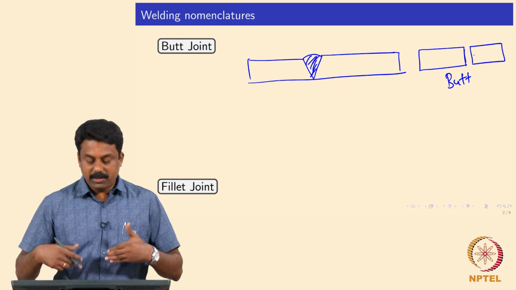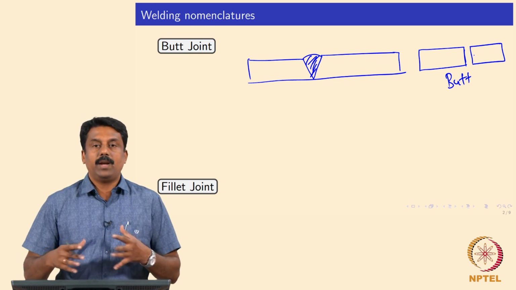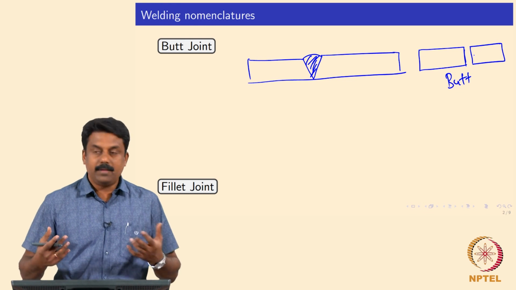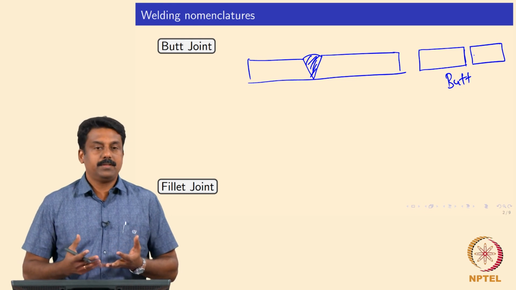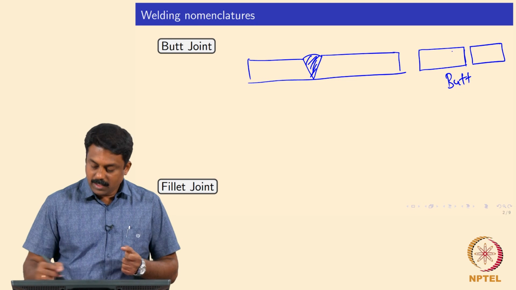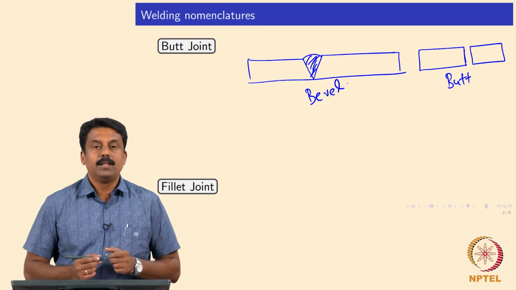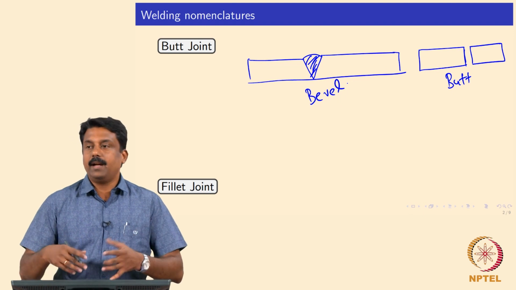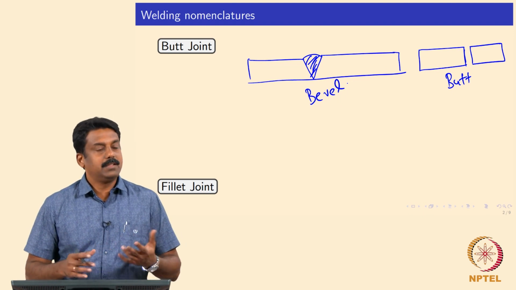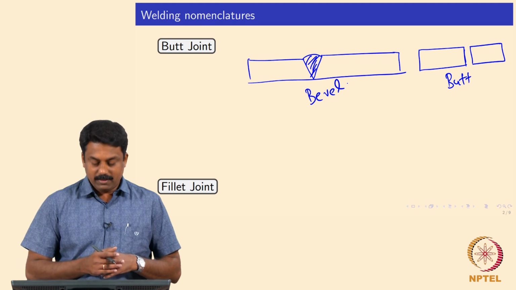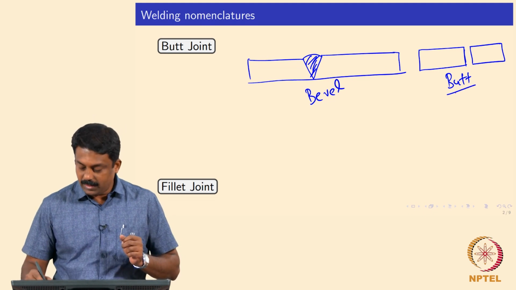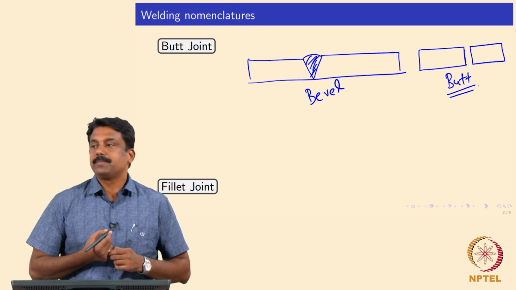We will see in subsequent slides what joining bevels are possible and commonly used to make butt joints. This machining at the interface is known as bevel, and a bevel can be V or K or double V. Various angles we can use, again we will see in the subsequent lectures. So, the butt joint is clear, and then the fillet joint.